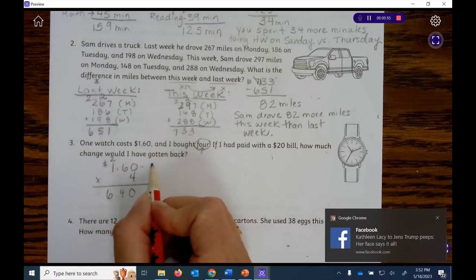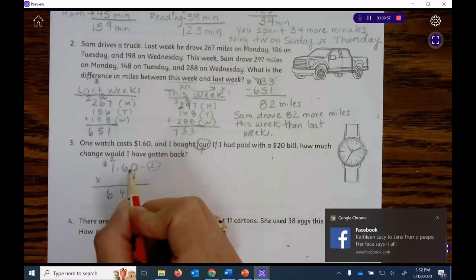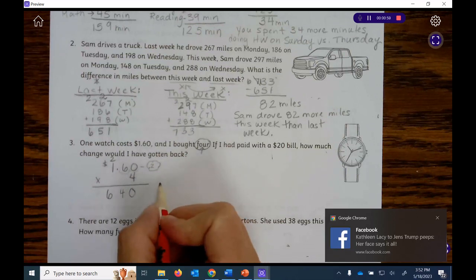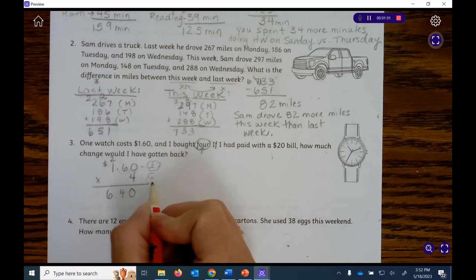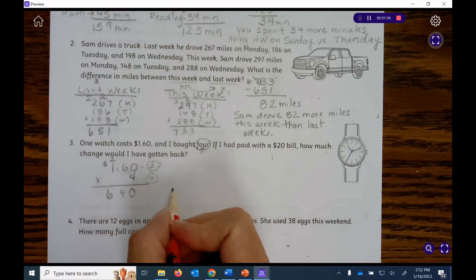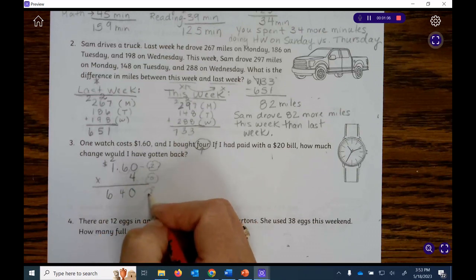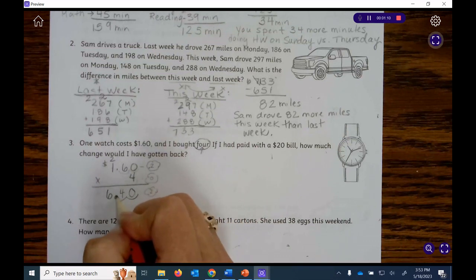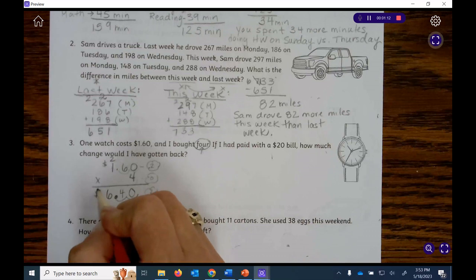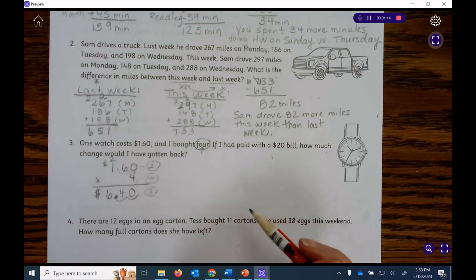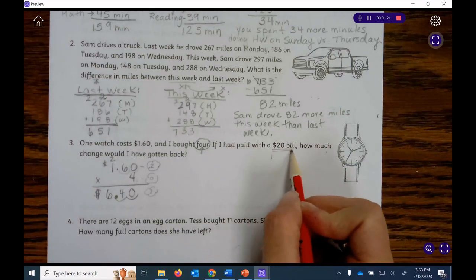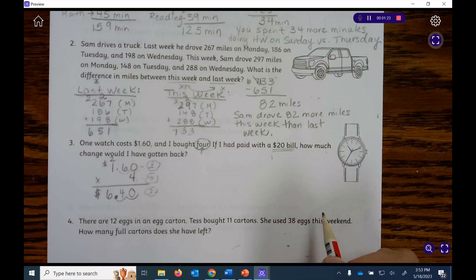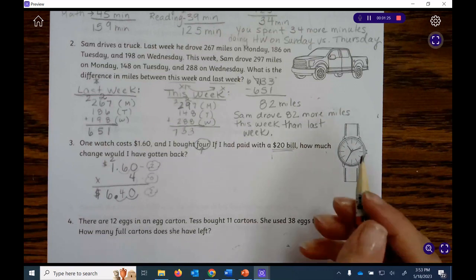There are 2 decimal places in my first factor. There are 0 decimal places in my bottom factor for a total of 2 in my answer. So I'm going to go over 2 decimal places, place it here, and I'm going to bring down the dollar sign. So this individual spent $6.40 on watches. They paid with a $20 bill. They want to know how much change they have left.